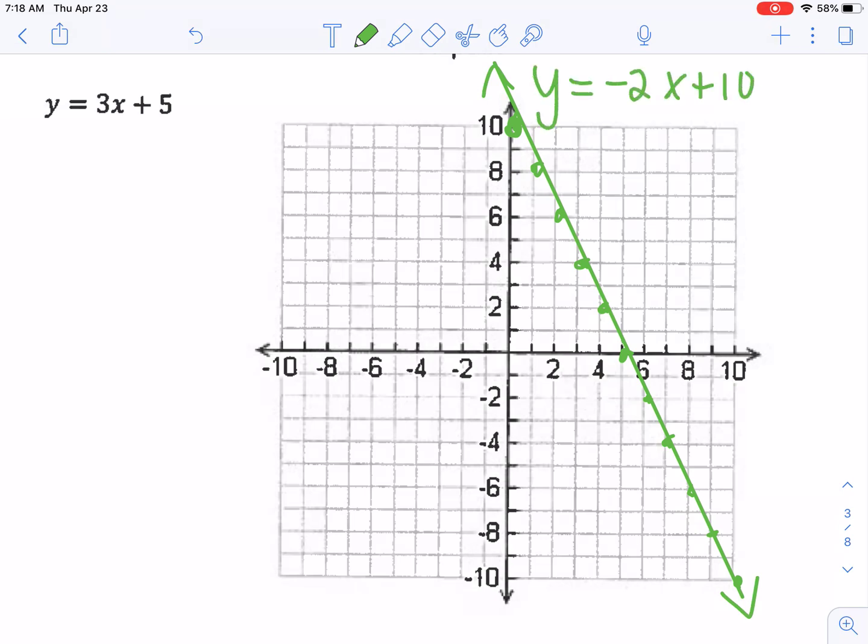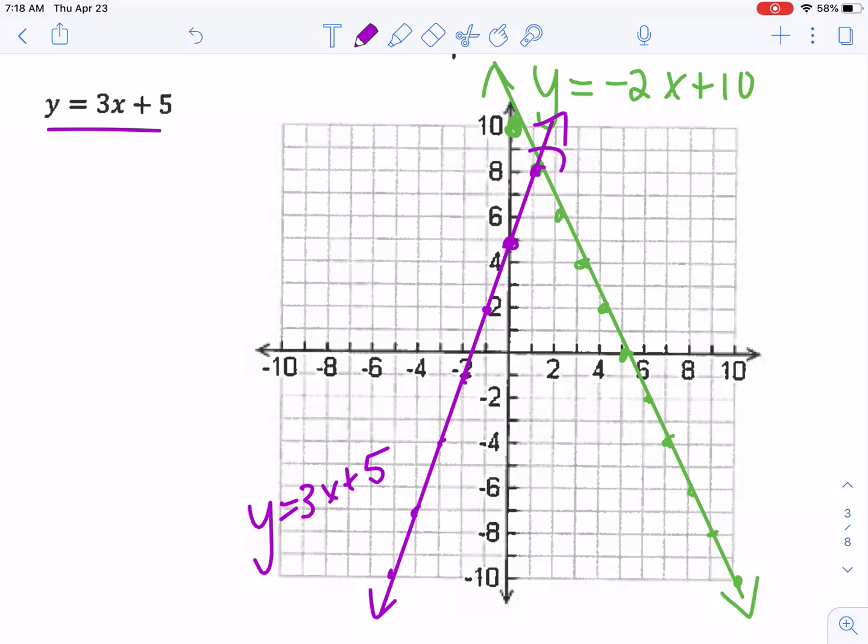Now I'm going to change colors because I can, and I'm going to graph this other one. 5. I'm going to start out at the y-intercept, up 3 over 1. I've already hit my solution. Straight line. y equals 3x plus 5. Well, what's the solution? 1, 8.